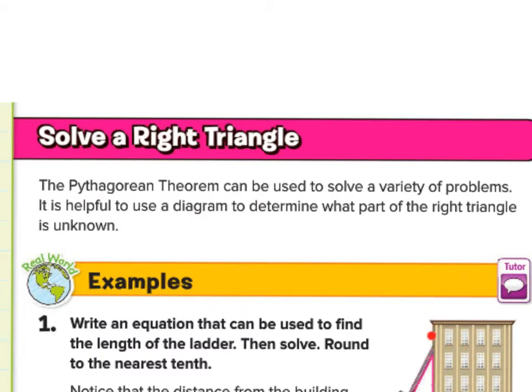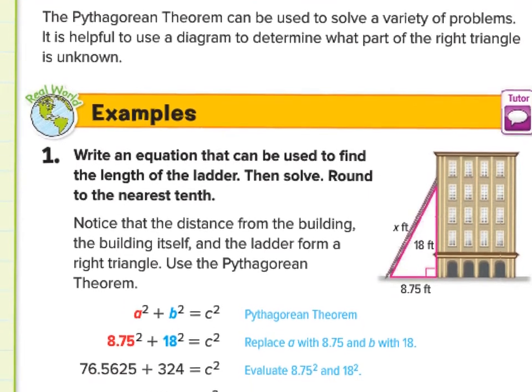And that creates a 90-degree angle. If we draw a diagram, it helps us identify the area that we're looking for. So we have the height, and we have the base, or I guess you could say the length. We need to identify the hypotenuse. So you have the two legs, and we need to solve for the hypotenuse in this example.